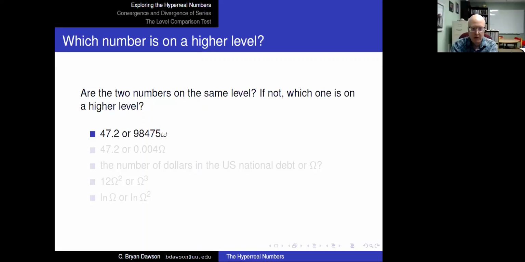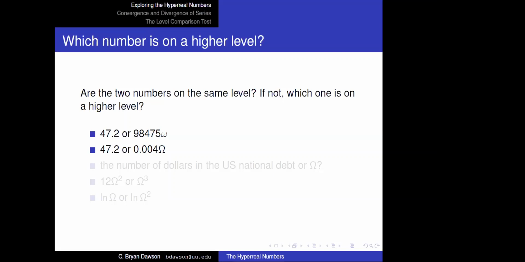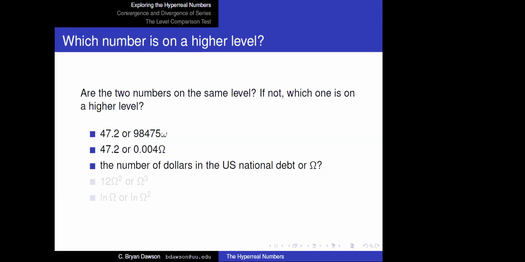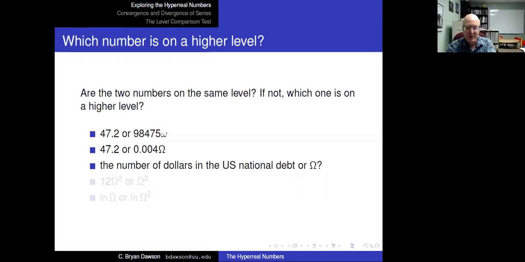47.2. All right, then 47.2 or 0.004 capital omega, which one is on the higher level? Is it 0.004 omega? Right, because that one's infinite. Okay, now how about the number of dollars in the US national debt or an infinite number capital omega? Omega is on the higher level. Yeah. We hope so, but there may have been a little hesitancy on the part of some on answering that one.